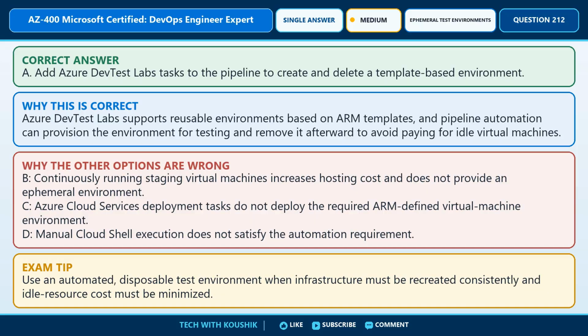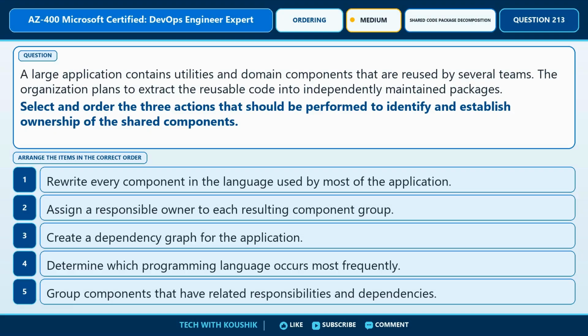Question number 213. Scenario. A large application contains utilities and domain components that are reused by several teams. The organization plans to extract the reusable code into independently maintained packages. Select and order the 3 actions that should be performed to identify and establish ownership of the shared components. The available items are as follows.